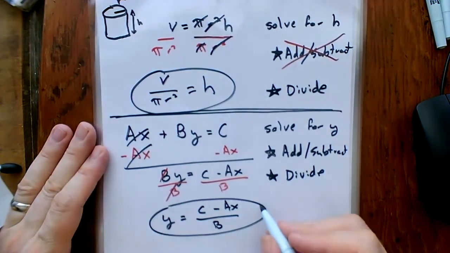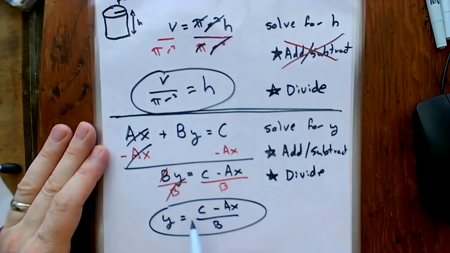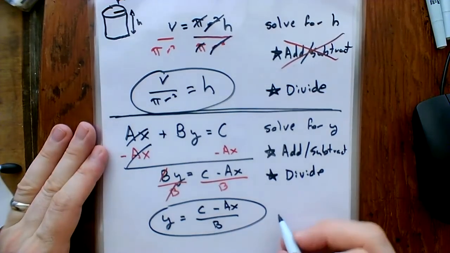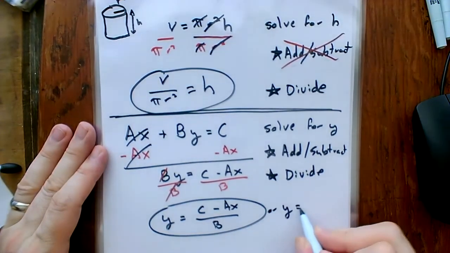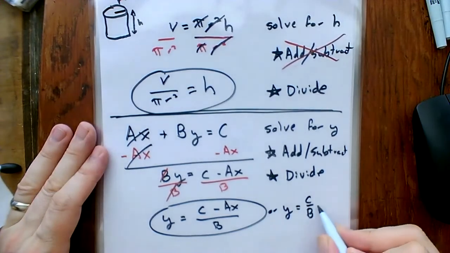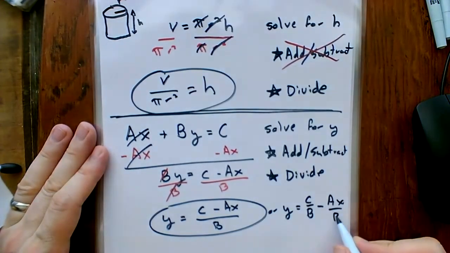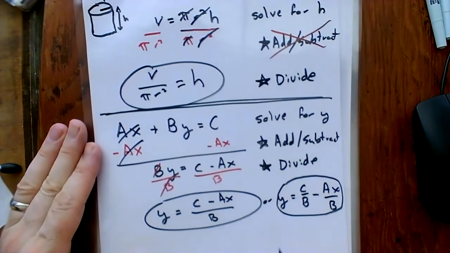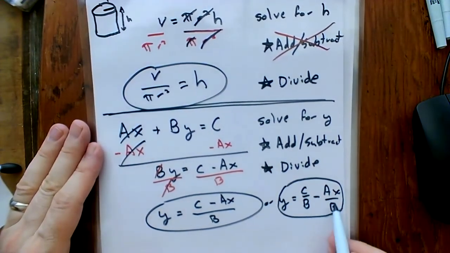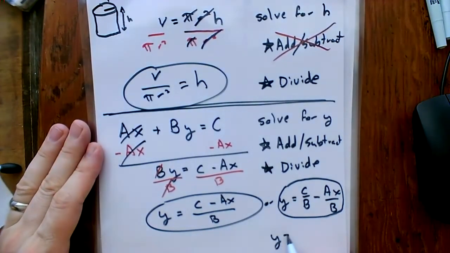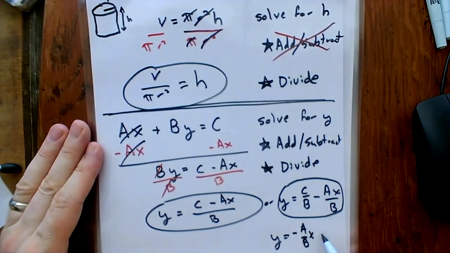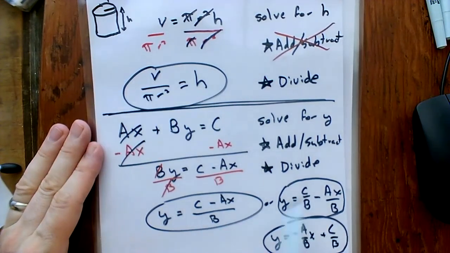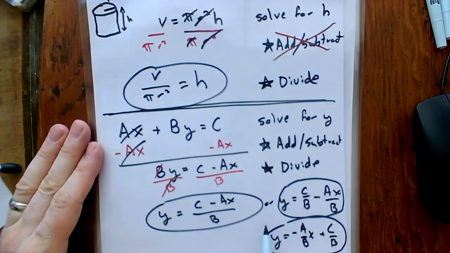If I don't like that form, once again, I can split this up. I can divide both of these terms in my numerator by my denominator. So I could say y is equal to c over b minus ax over b. There's another way that we're going to see this later, so I'll put this in here just for completion. A lot of times you'll see these two things written a different way. You'll usually see this like minus a over b x plus that c over b. All three of these are saying the same thing.